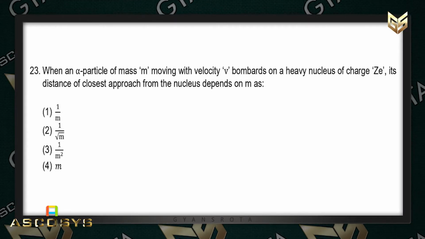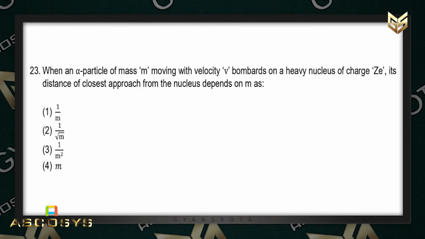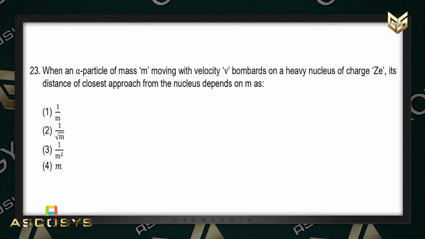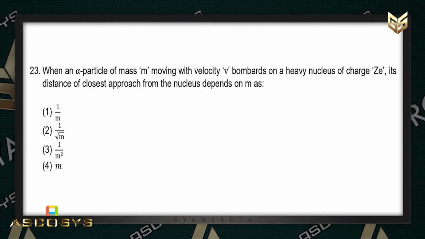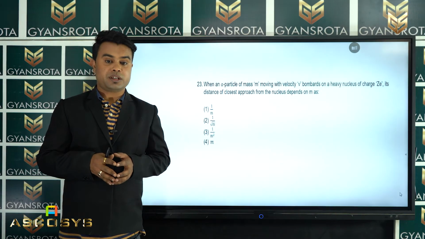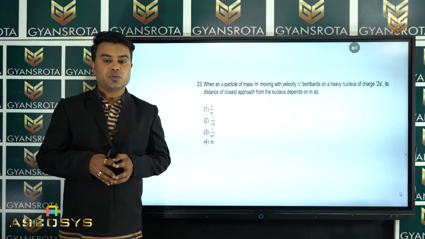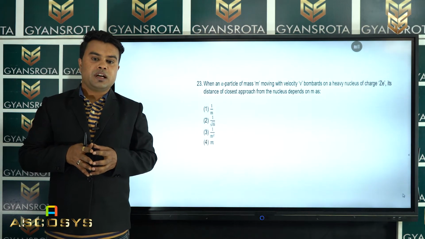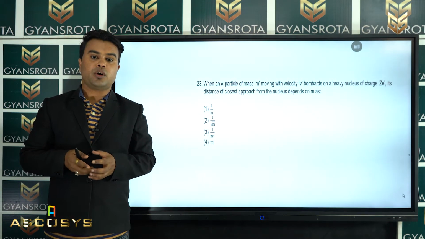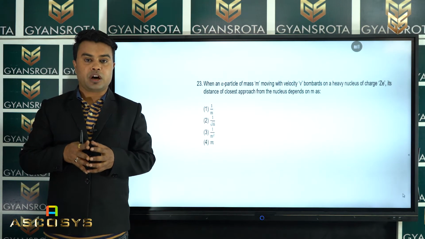When an alpha particle of mass m moving with velocity v bombards a heavy nucleus of charge Ze, its distance of closest approach from the nucleus depends on mass m as. How will r vary? So, you need to know the kinetic energy, which will be equated with kqq by r. How you are going to solve this question is important. This is a question from the chapter atoms. So, you need to use the concept of distance of closest approach.